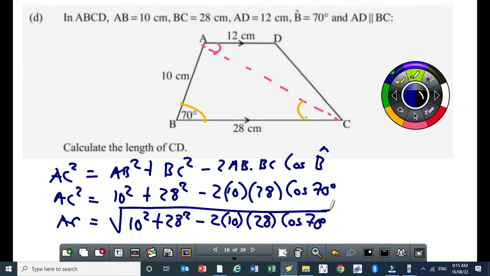Can someone tell us the answer? 26.31. If you round it off. Okay, well, let's round it off for now, because we are going to need that value, okay? It means our answer might slightly exaggerate, but it's fine. So we use 26.31. So we now know that the size of AC is 26.31 centimeters. And these are centimeters, by the way.